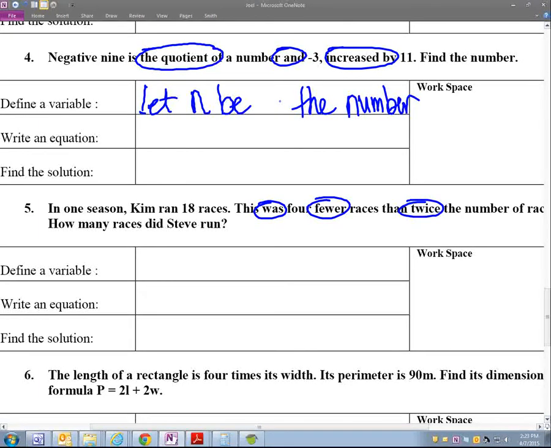Write an equation. So we have -9 is. Ooh, I left out is. -9 is the quotient of a number, n. A quotient is the answer to a division problem. N over -3 increased by 11. We're going to find that number.